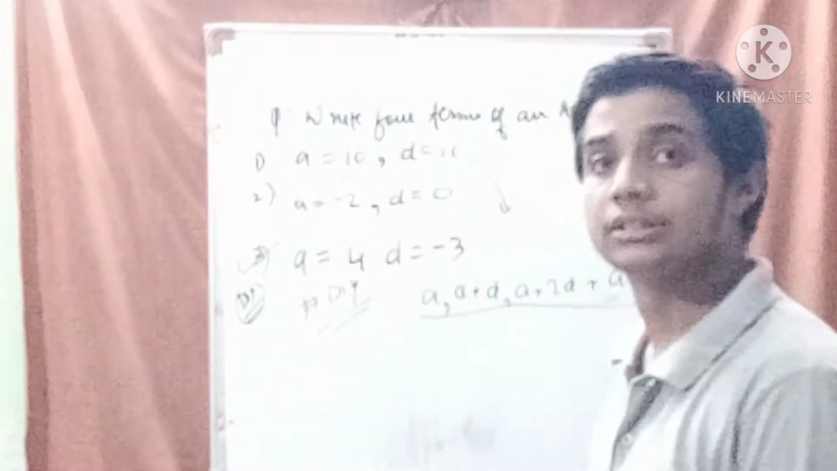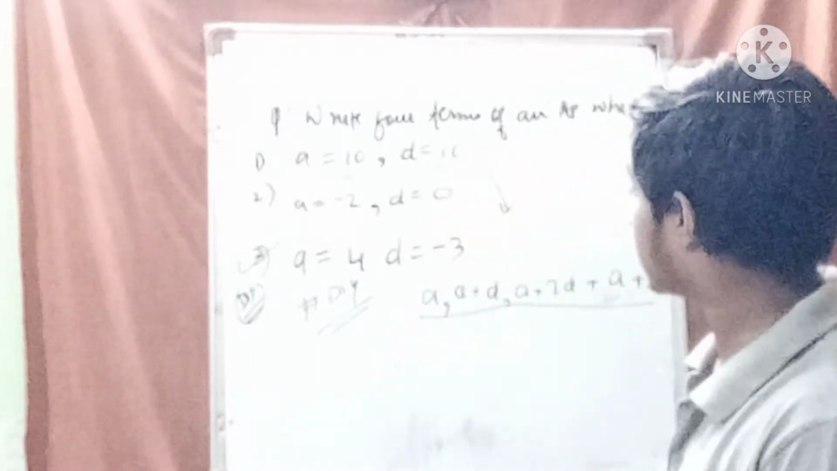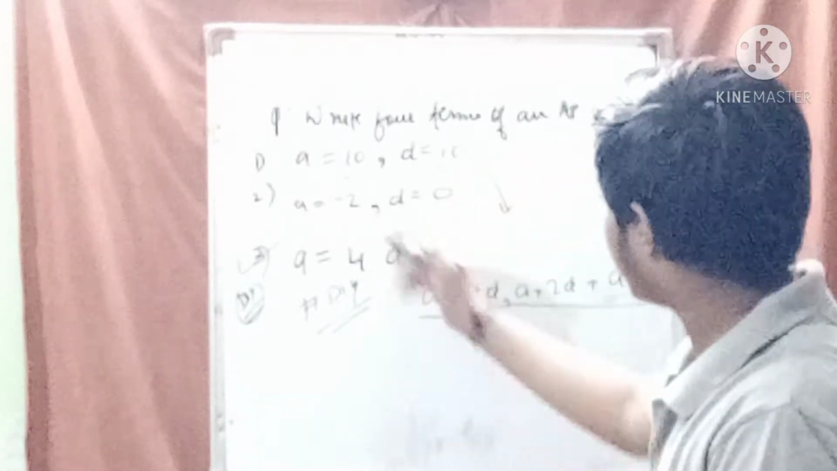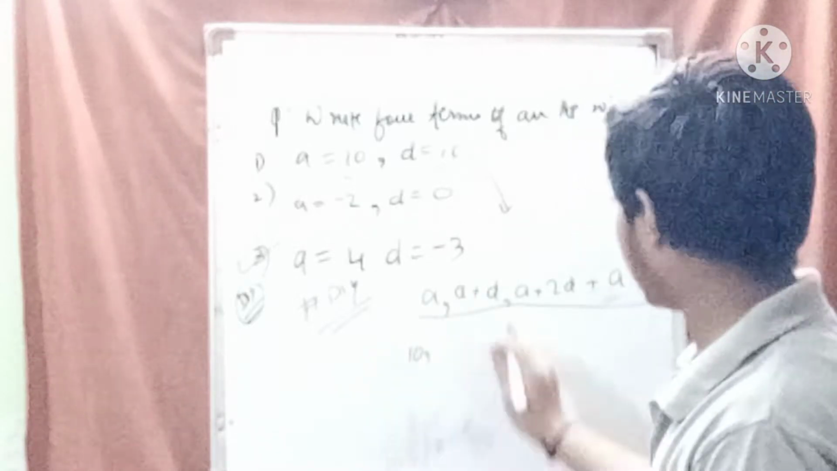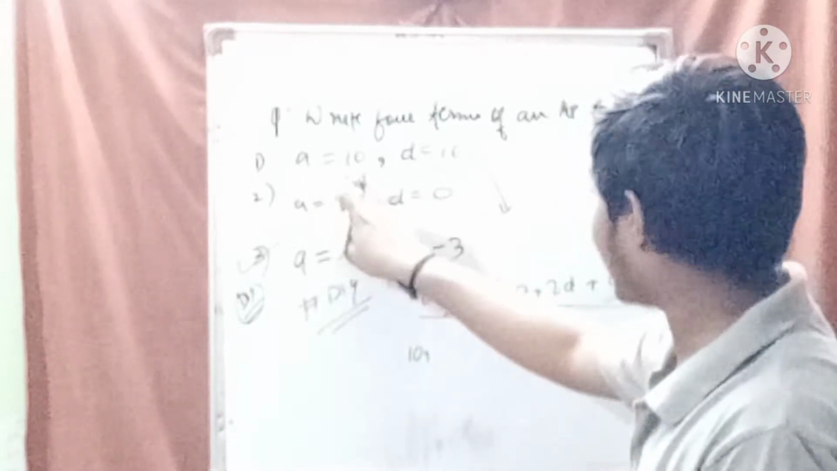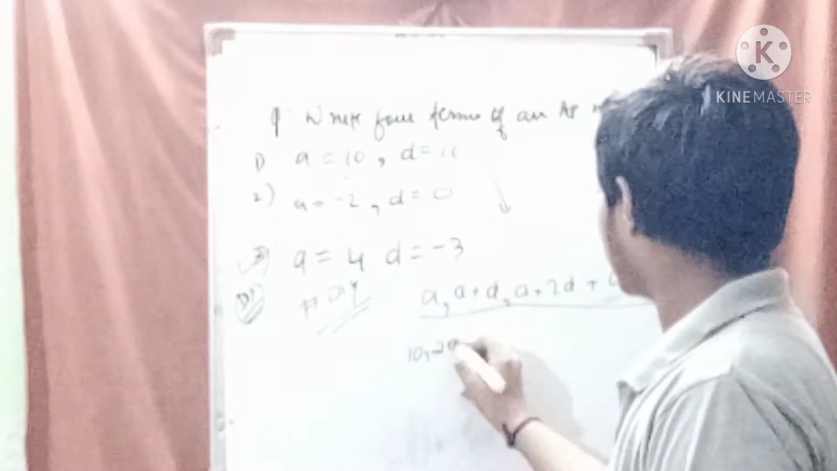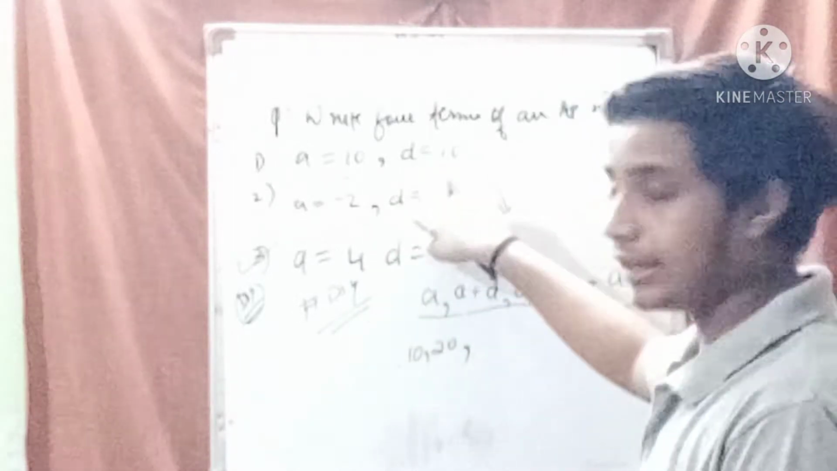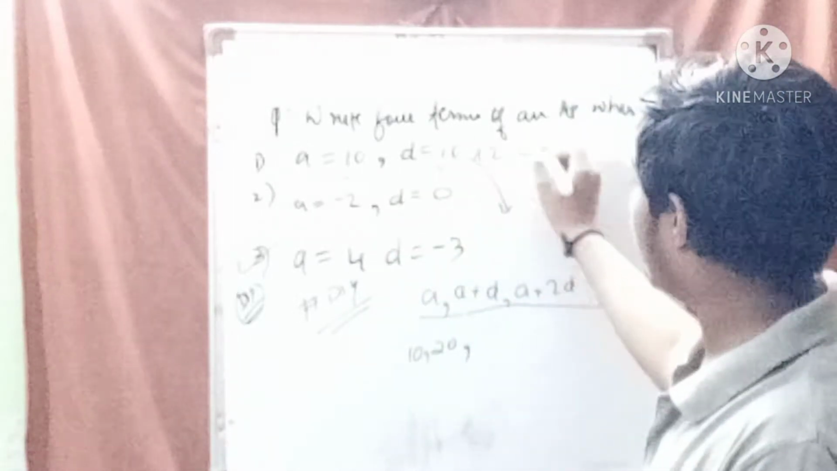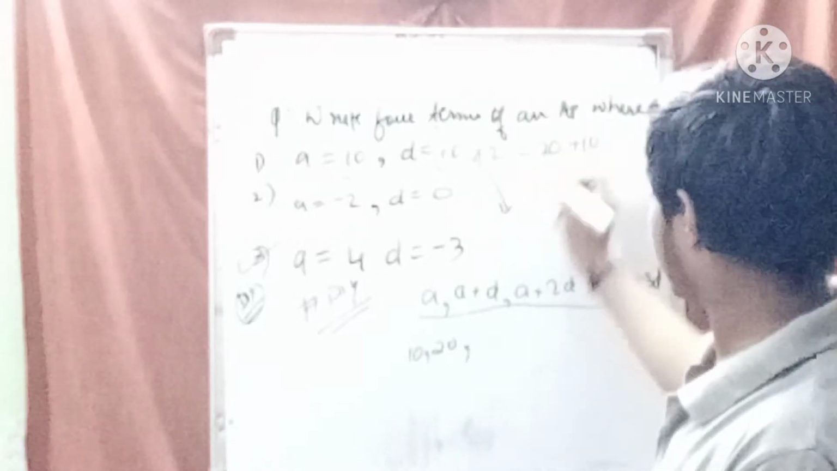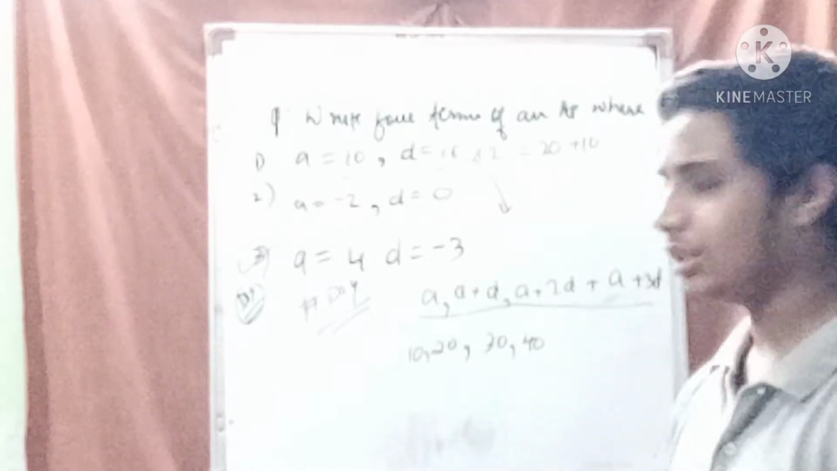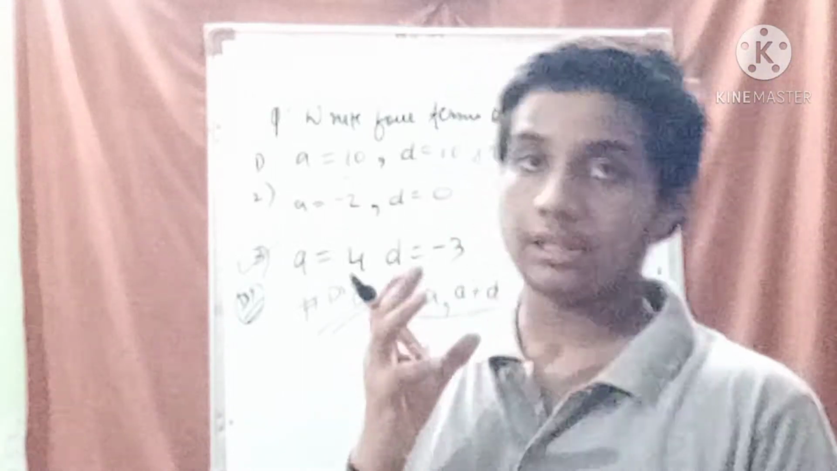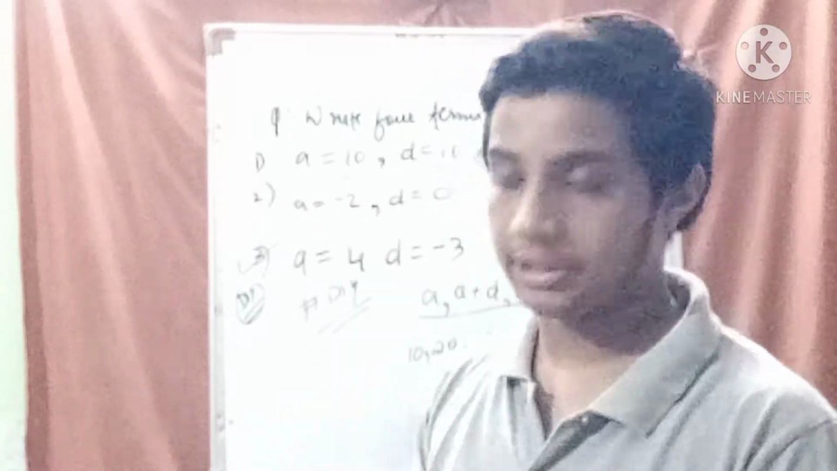A is given to us, D is also given to us. Then we can find it. Put the value: A, the first term, is 10, only the 10. The second value is 10 plus 10, that is 20. The third value is 10 into 2, that is 20, plus 10, that is 30. And the last is 40. This was a simple one. Without a knowledge of arithmetic progression, you can also do it.